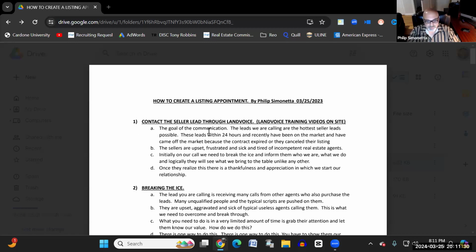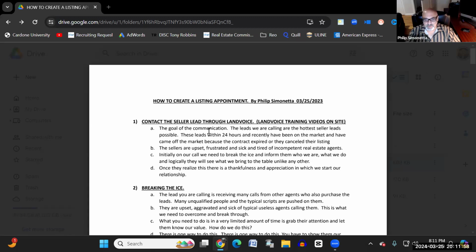So how to create a listing appointment. The first thing we need to do, step one, is you have to become proficient with Land Voice. We're going to have a training on Land Voice alone after this. You're going to contact the potential seller through Land Voice. There are video trainings and everything on Land Voice's site, and I'm going to walk you through them so you can understand how the system works.